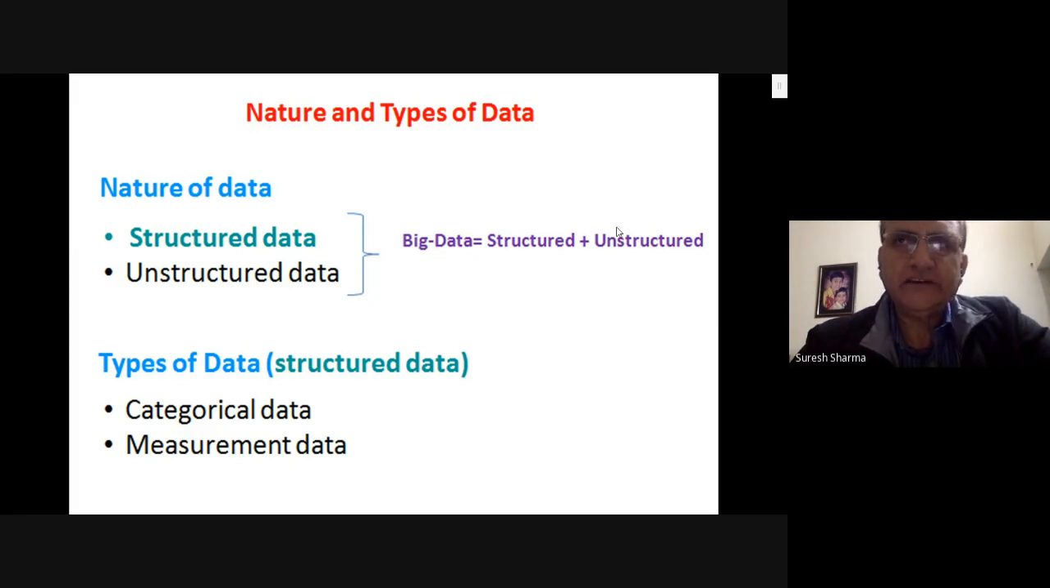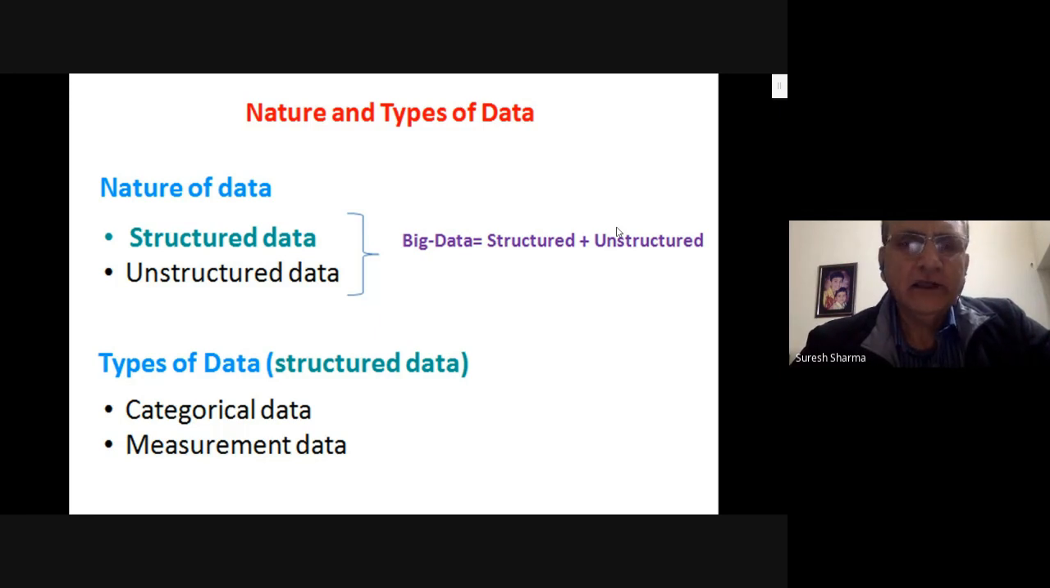Now, what do you mean by structured data? Structured data is the one where features can be easily extracted. For example, if I give you 100 observations, say related to height and weight, and I ask you to compute the minimum value, maximum value, the mean, median, mode, skewness, kurtosis, right?